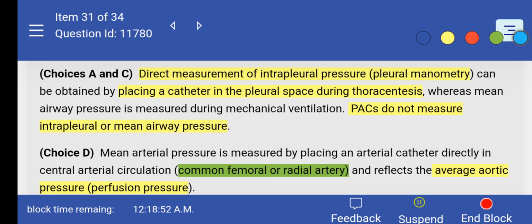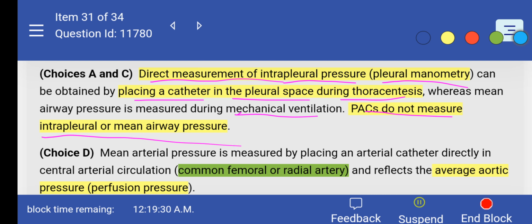Why not options A and C? Direct measurement of intrapleural pressure, that is called pleural manometry, can be obtained by placing a catheter in the pleural space during thoracentesis, when we are aspirating fluid from the thoracic cavity. That is called thoracentesis. Whereas mean airway pressure is measured during mechanical ventilation. Pulmonary arterial catheters do not measure intrapleural or mean airway pressures.